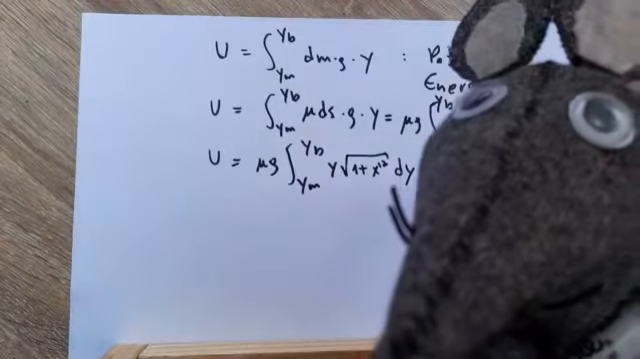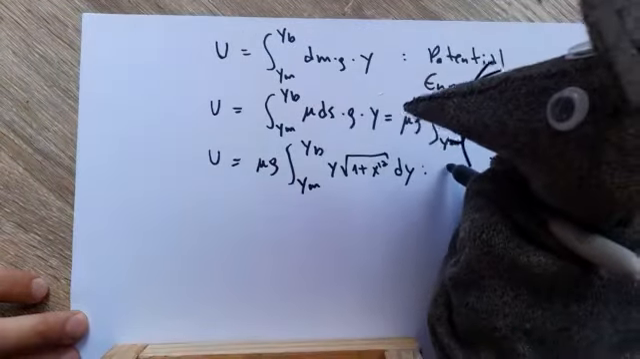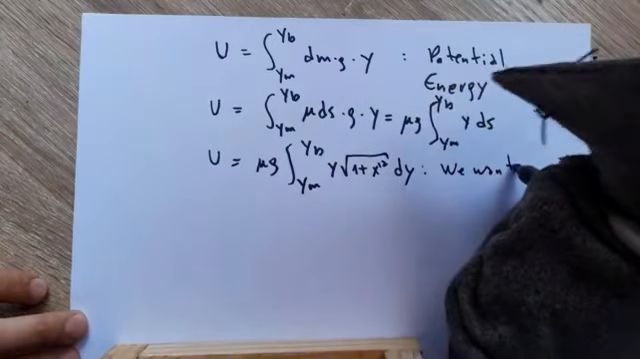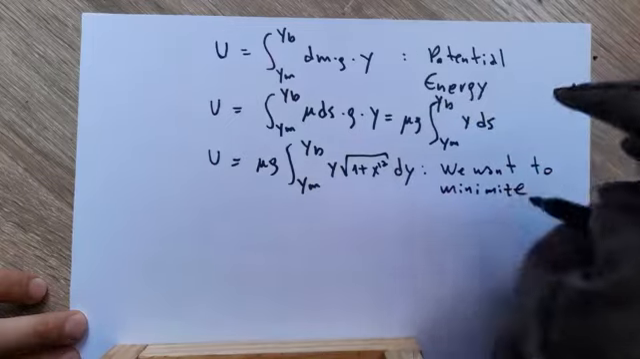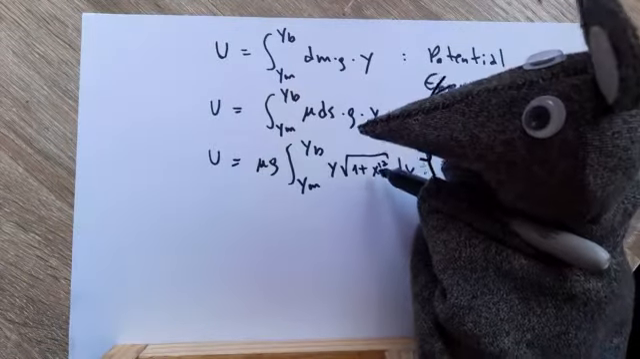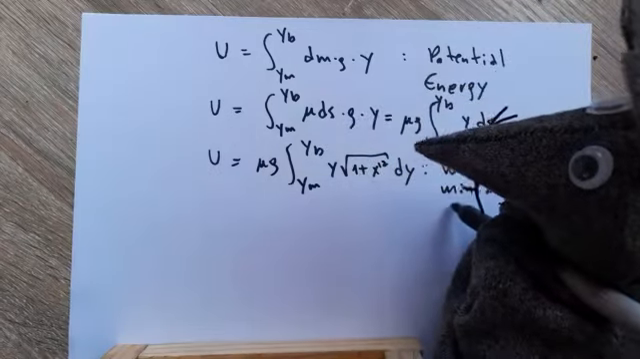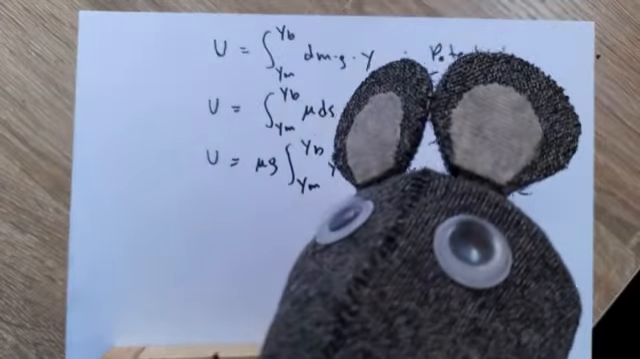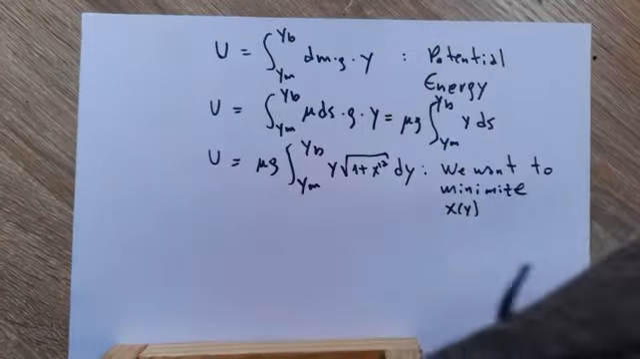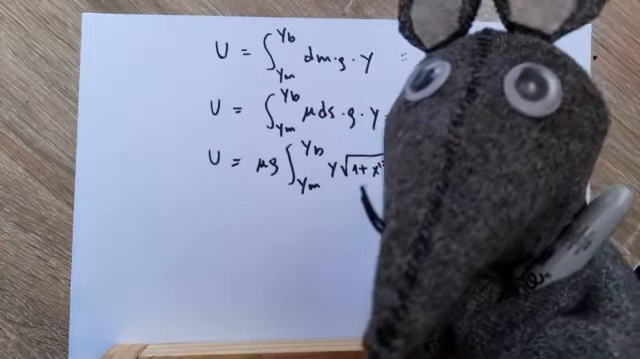Then we want to minimize the potential energy. We have an integral that depends on the shape of the curve, x of y, so we will have to use the variational principle. But we have a constraint: the length of the chain is fixed between ym and yb.